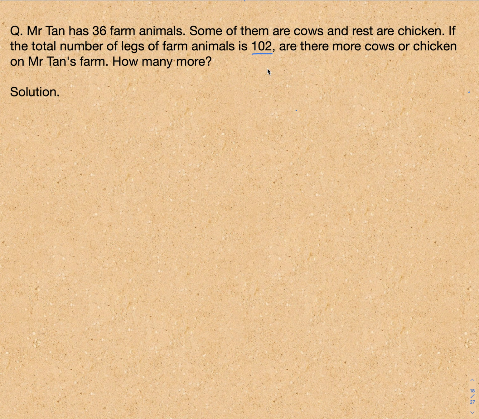Okay, so the thing is Mr. Tan has a farm. Let's say this is my farm. There are some cows, some chicken. We don't know how many of each. But the total number of farm animals is 36, and the total number of legs of the farm animals is 102. The question is, are there more cows or chicken on Mr. Tan's farm? First we have to find how many cows and how many chickens there are, then we can tell which one is more and how many more.